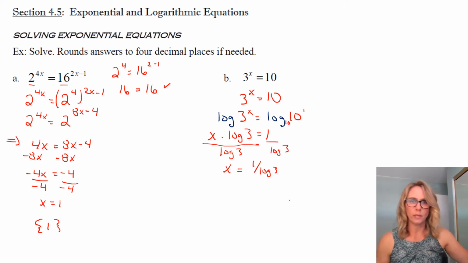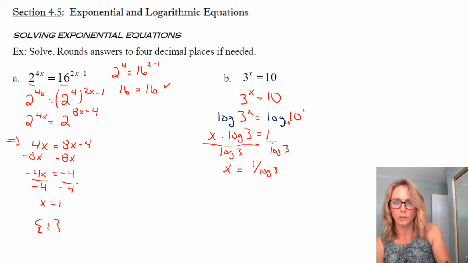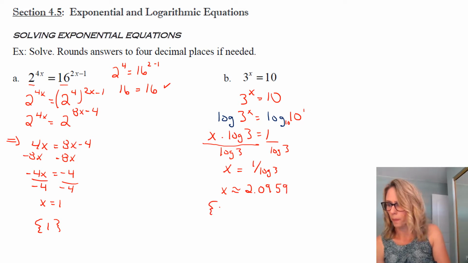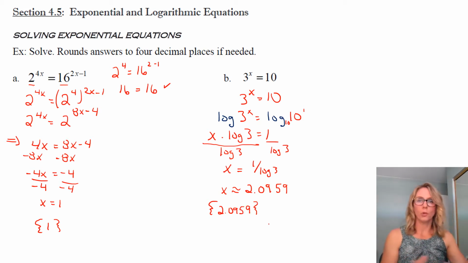And notice it says round answers to 4 decimal places if needed. So I'll go ahead and round it to 2.0959. So do make sure you can get that answer. And I'll put that in a solution set. And of course, that is something you can check.